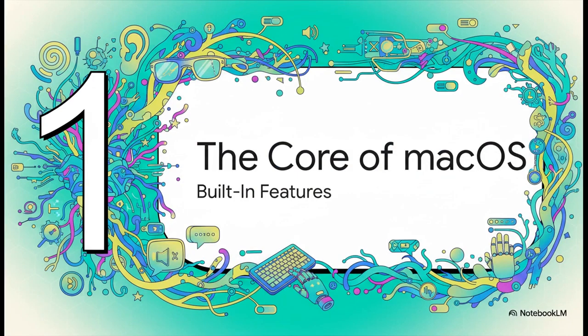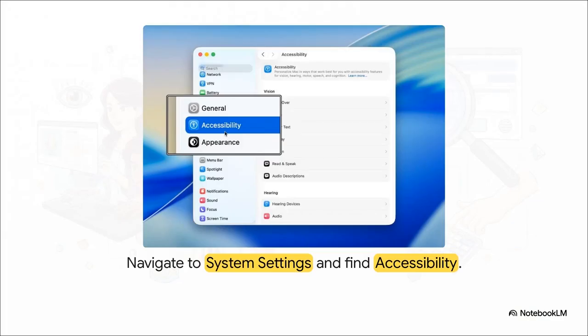All right, Section 1, the core of macOS, built-in features. Now, the absolute most crucial thing to understand here is that these aren't add-ons. They're built directly into the OS. You don't need to buy or install any clunky third-party software for this. Just click that Apple menu, drop down to System Settings, and select Accessibility. Boom, you're there. I actually highly encourage you to open this up on your own machine right now and follow along.